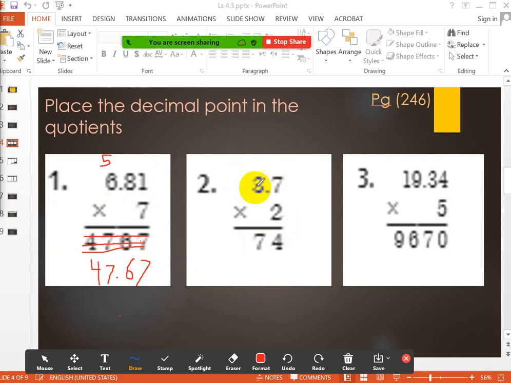Okay. Now 3.7 tenths, of course, multiply 2. If I want to multiply 3.7 with 2, the answer will be what? Let's use regrouping.